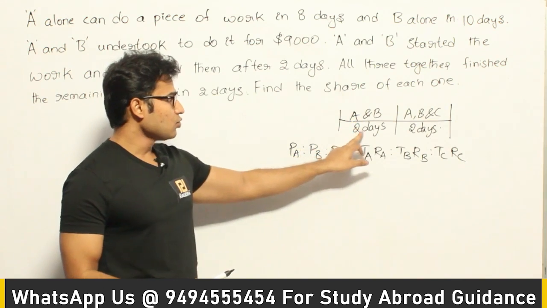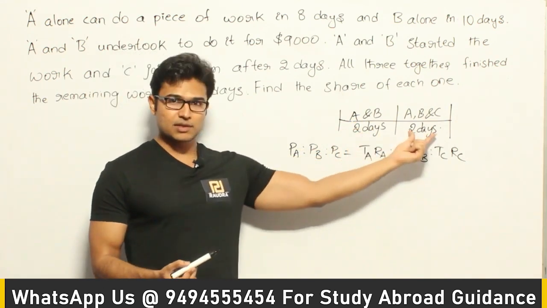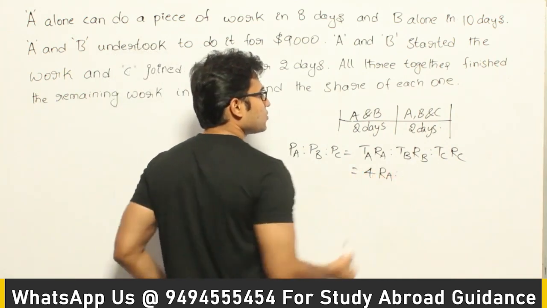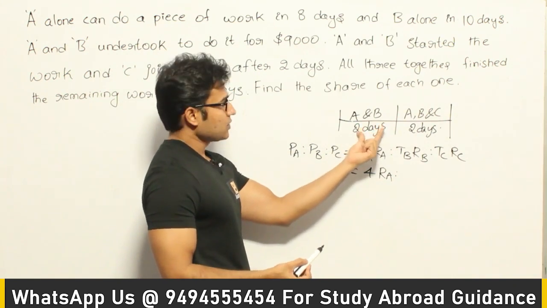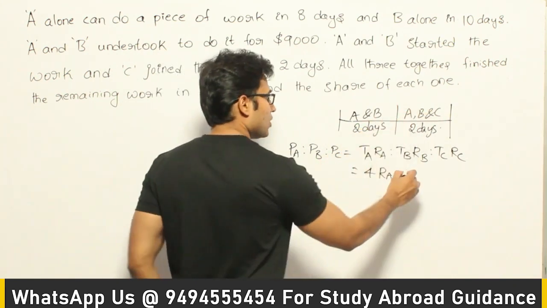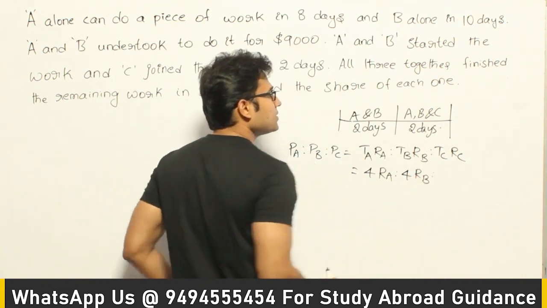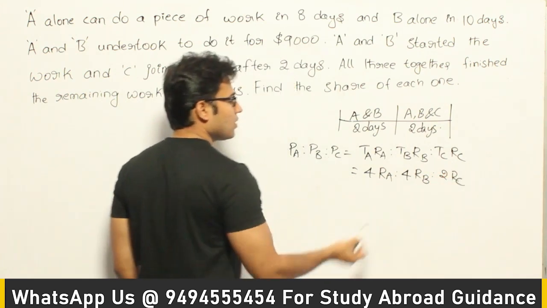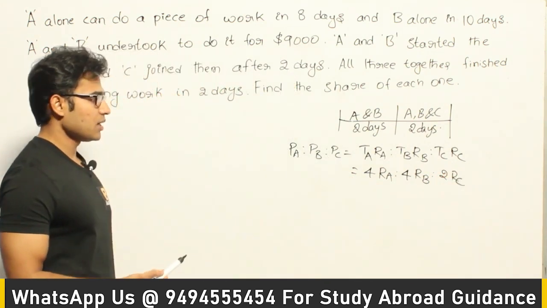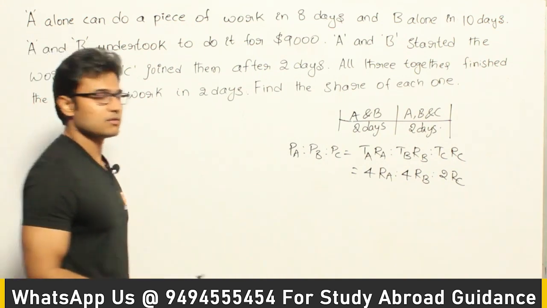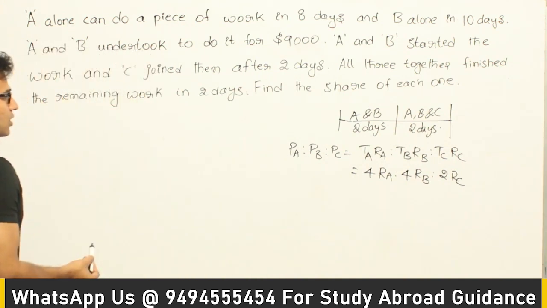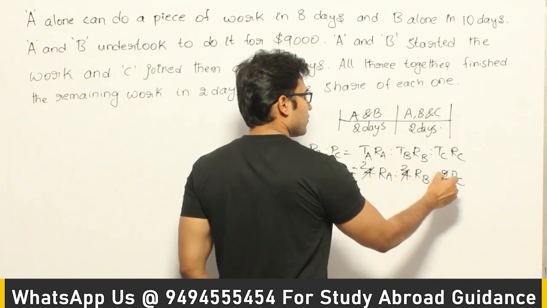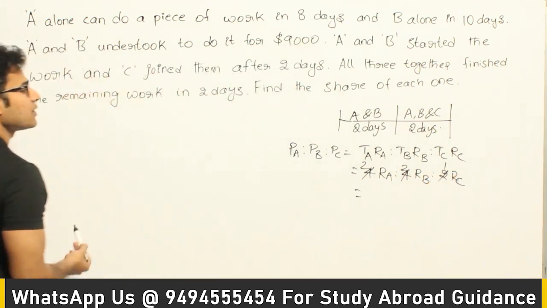A has worked for 2 plus 2, because A is present both in the first 2 days and the next 2 days, therefore 4 is already there. So this is 4 RA. B has worked for again 4 days. In the first 2 days he is present, in the next 2 days also he is present, therefore 4 into RB, and C has worked only for 2 days, therefore it is 2 into RC. Now if you can find out what RA, RB and RC are, we can directly substitute there, right? We can even simplify it further: 2, 2 and 1. Okay, now let's try to find out the rates at which they have worked.